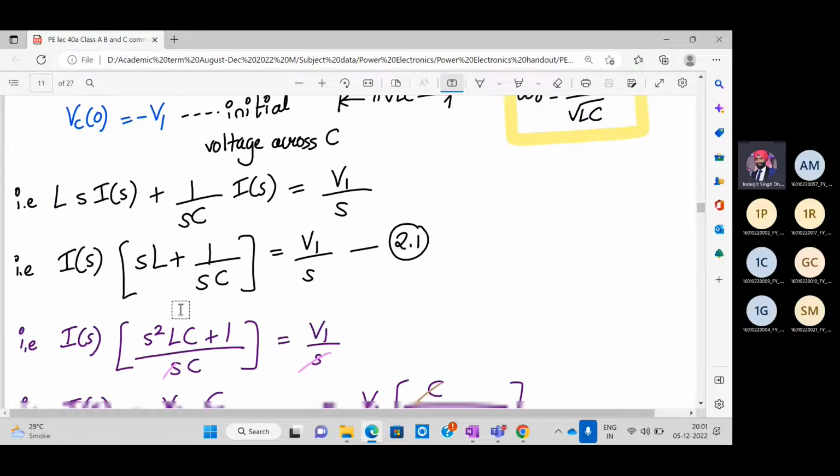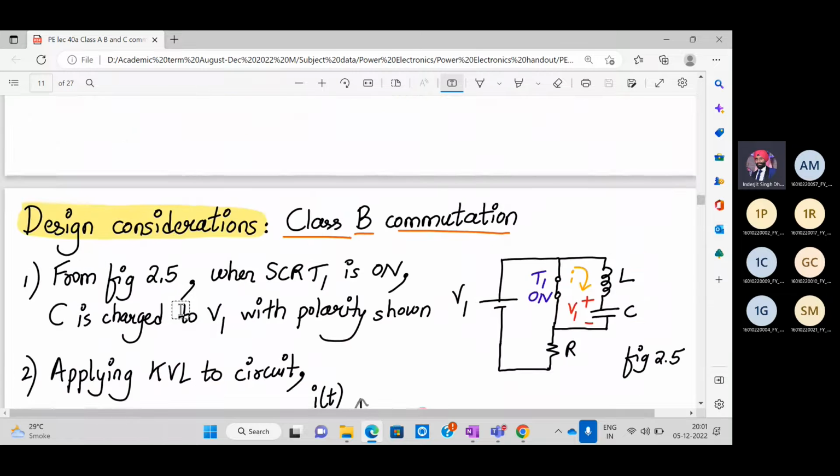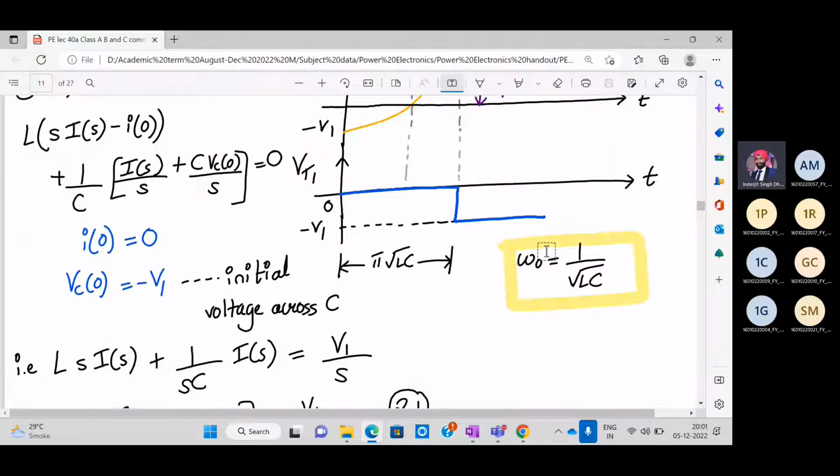Here we simplify this further, and you don't need all these design considerations. You have only the formulas which are marked in yellow. Again, the omega naught over here is 1 upon square root of LC. So you should remember this.